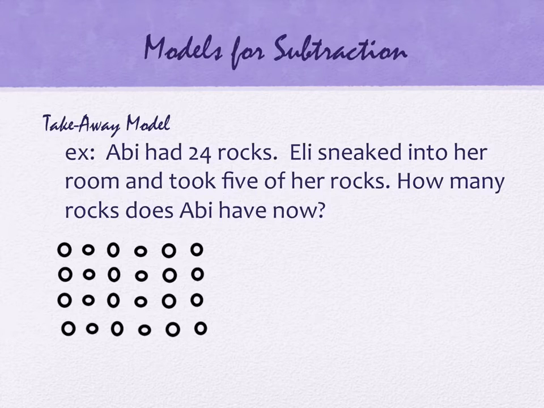Okay, I have 24 rocks. Do you have 24 rocks? Okay, and then Eli comes in and he steals some, right? He takes some away. How many does it say he took away? 5. So we're somehow removing these 5. And the question is, if we were to count how many we're left with, what would we get? 19 rocks.